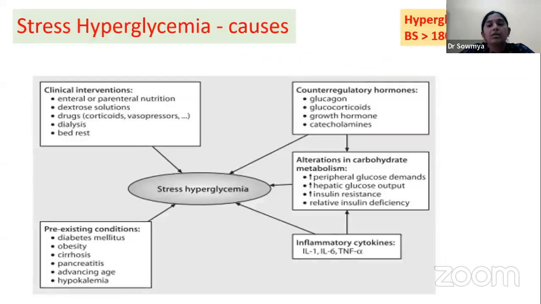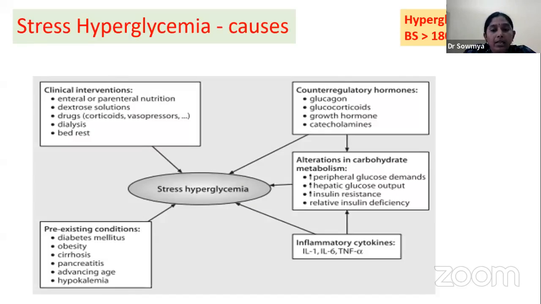Then coming to the discussion of hyperglycemia, what is the definition of hyperglycemia? If the blood sugar is more than 180 milligram per deciliter, it is called hyperglycemia. So what is stress hyperglycemia and what are its causes? Stress hyperglycemia in critical illness is usually caused by the excessive release of counter-regulatory hormones like glucagon, steroids like glucocorticoids, growth hormone, and catecholamines.